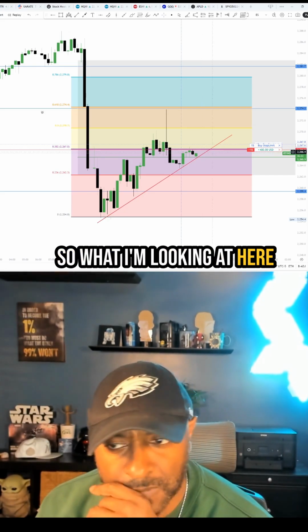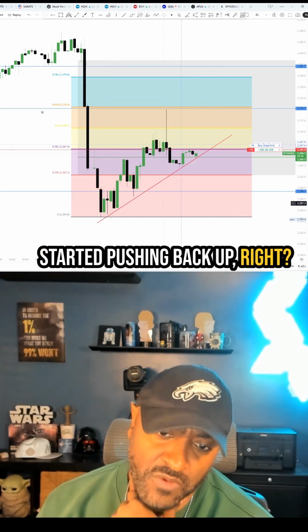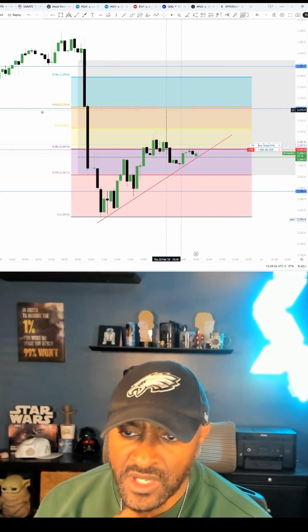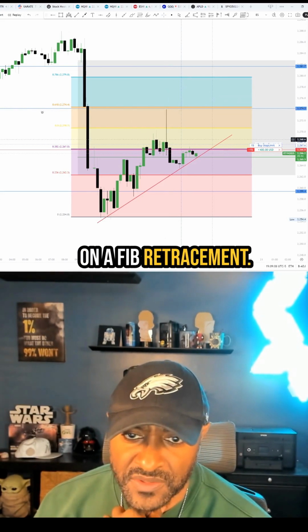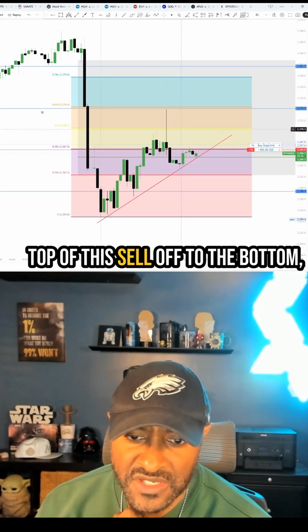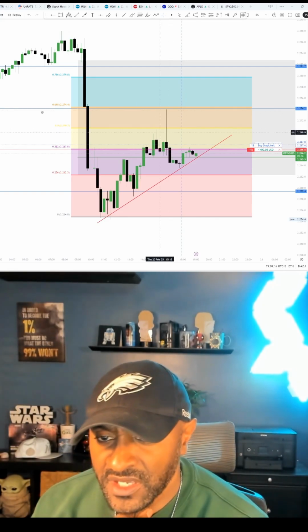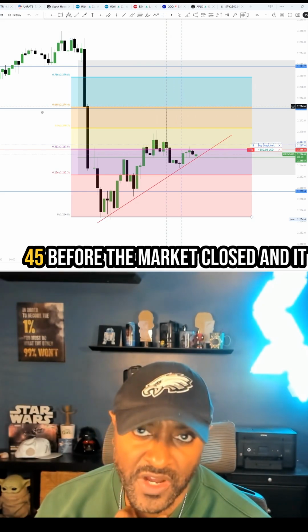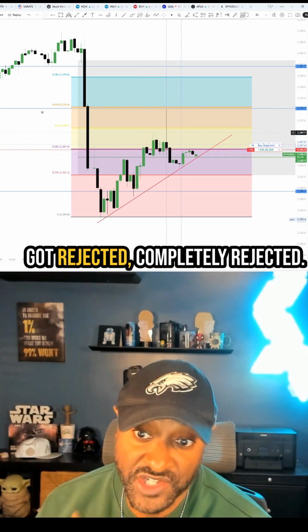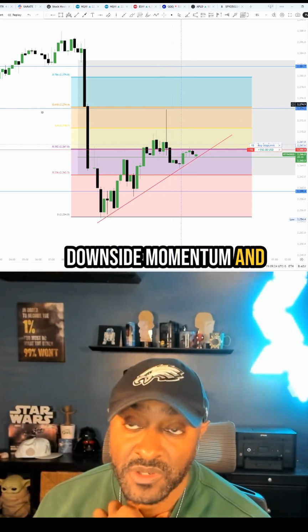So what I'm looking at here is this big sell-off, and they started pushing back up, right? They started buying a dip. This big rejection at 618 on a fib retracement. So I did a fib retracement from the top of this sell-off to the bottom, pulled down to the bottom where they started buying the dip. It tried to push back up a nice spike here around 345 before the market closed, and it got completely rejected. That is showing a lot of downside momentum and push down on this thing.